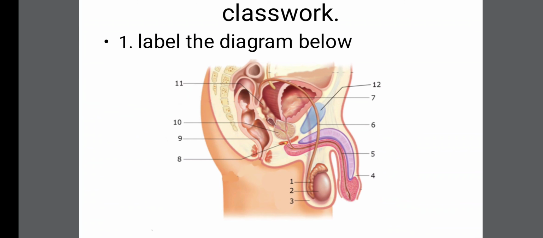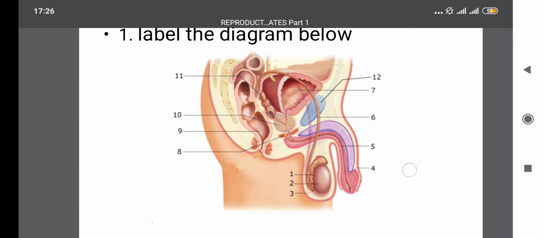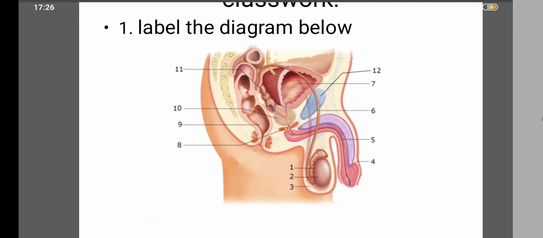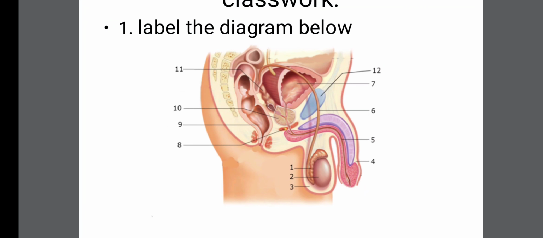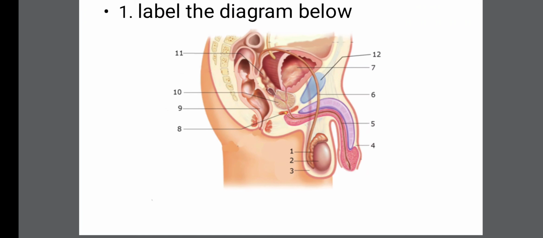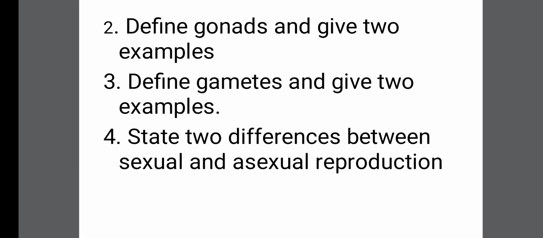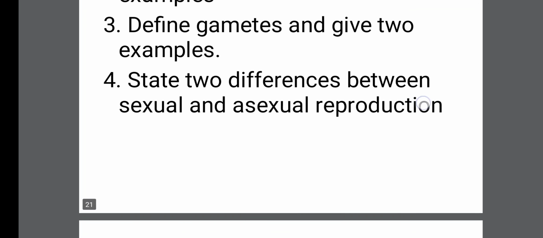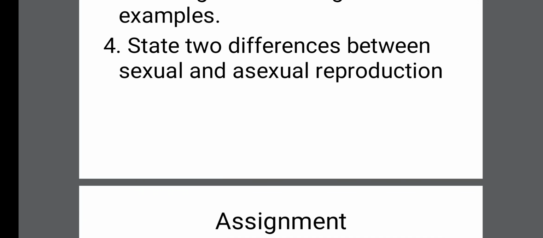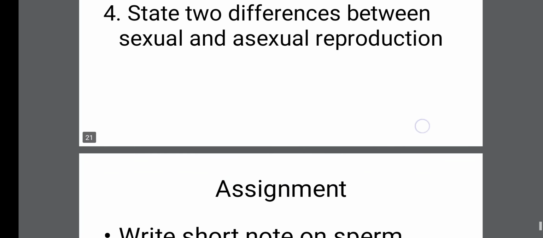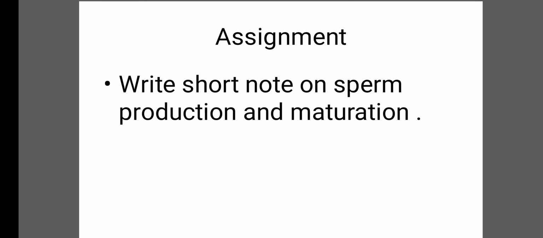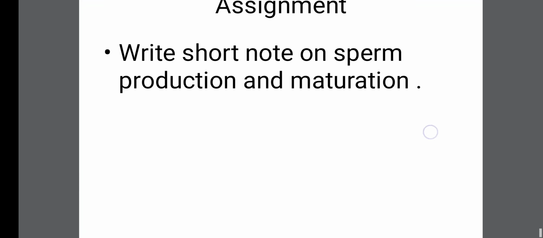Please, classwork. Number 1, label the diagram below. Study this diagram and label it. I want you to know how to label this diagram. Also, when you are free, you should also know how to draw this diagram. Number 2, define gonads and give 2 examples of gonads. Number 3, define gametes and give 2 examples. Number 4, state 2 differences between sexual and asexual reproduction. Assignments: write short notes on sperm production and maturation.